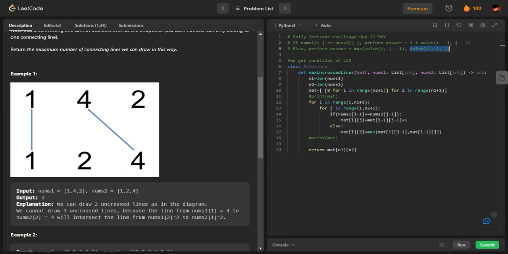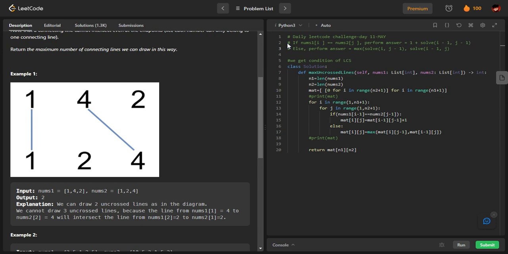So what we're doing: if the nums match, I am adding one to my answer and removing one element from the end of both the nums1 and nums2 arrays, and finally I am solving them again. That is the first case. Second case, if they're not matching, I will check which one is the best case, from where I can remove one of them. That is the basic idea.